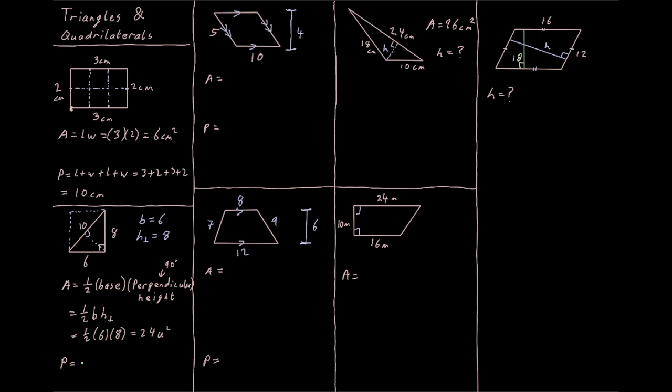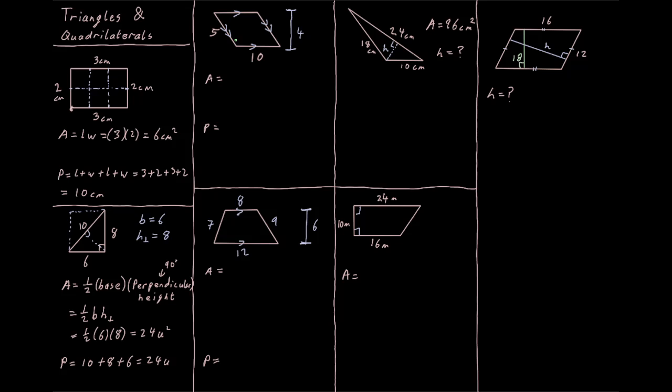The perimeter is just adding up the sides. So we'd have 10 plus 8 plus 6, and we end up with 24 units because we're just measuring a length. What about a parallelogram? So I have a parallelogram here. A rectangle is also a parallelogram, but it has 90-degree corners. This one does not, so we would call it a parallelogram more generally.